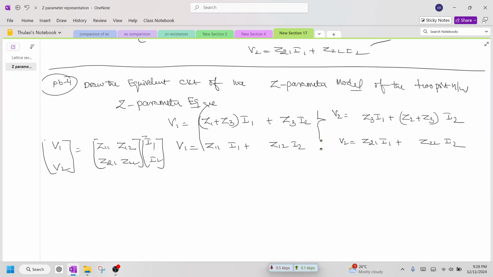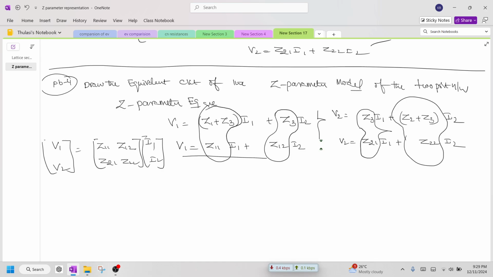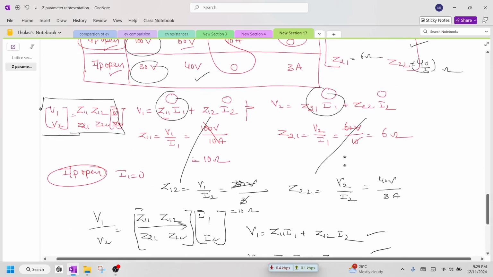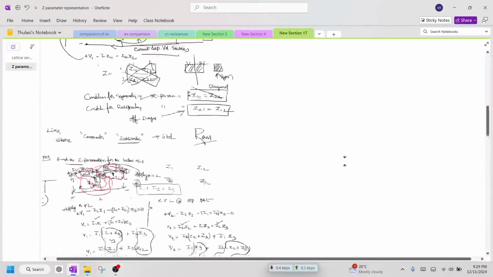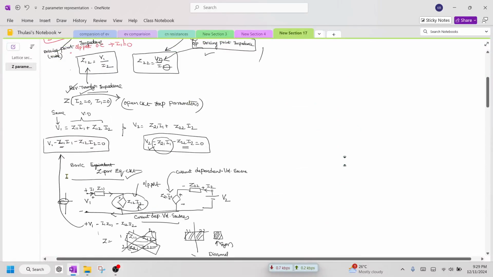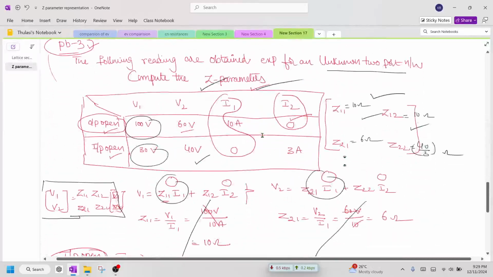So now what is this? Z11 is Z1 plus Z3. What is this? Z12 is Z3. What is this? Z21 is Z3. What is the value of Z22? Z22 is Z2 plus Z3. Now already we know the equivalent circuit of these two equations. Already we have solved this in the previous sessions. For those new to the session, please look at the following. This is the equivalent Z parameter model.